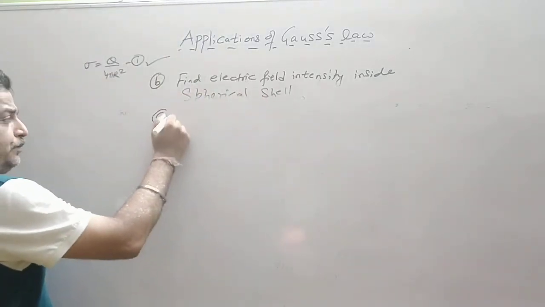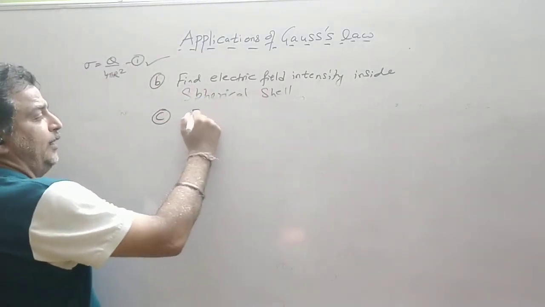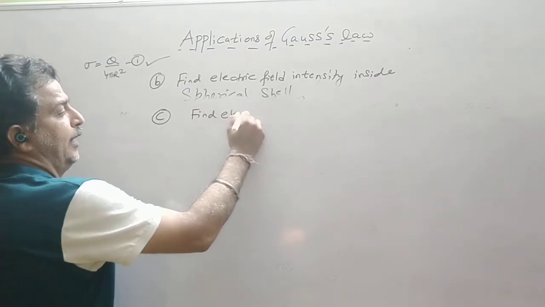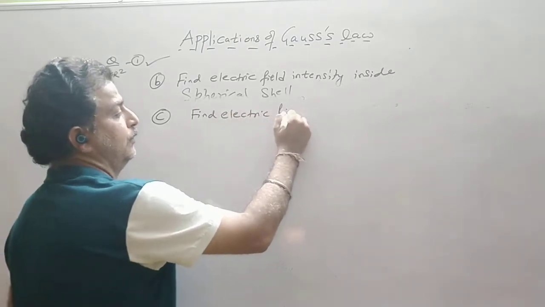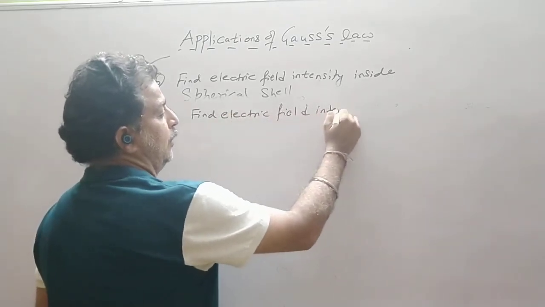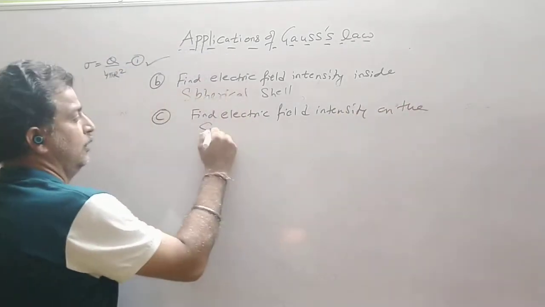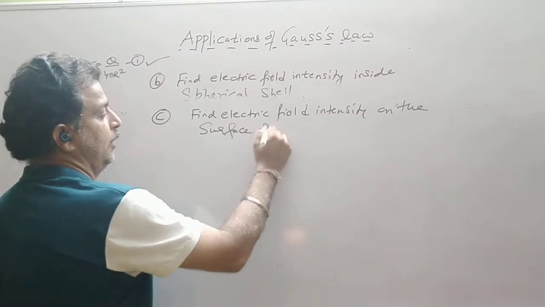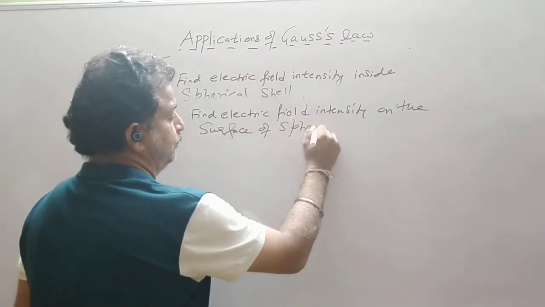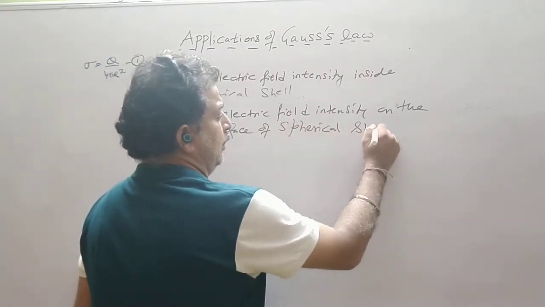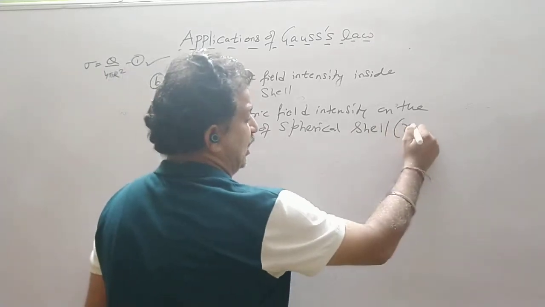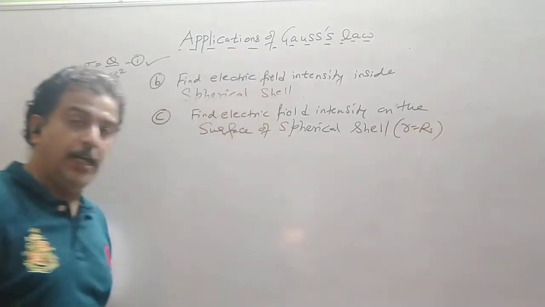Third portion. Find electric field intensity on the surface of the spherical shell. Now if you are on the surface, small r is equal to capital R.